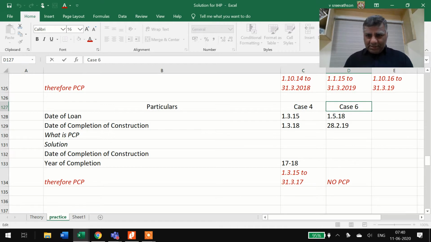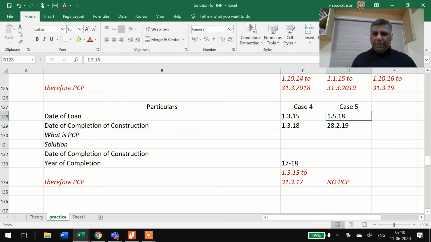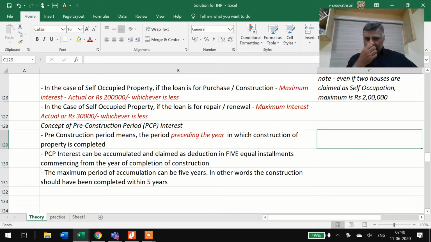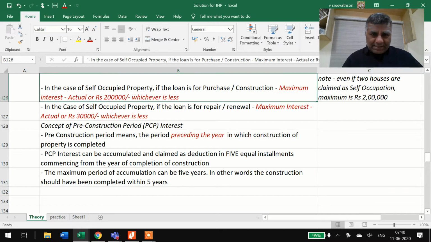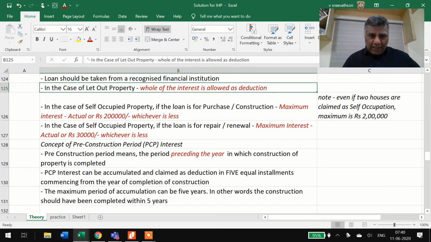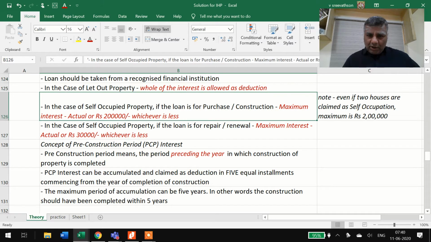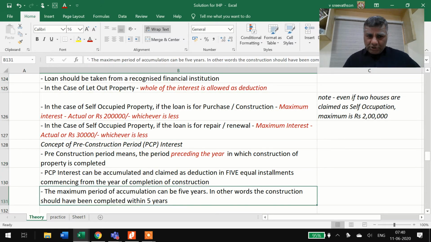So friends, the PCP period is the period preceding the year of completion, not the year of completion itself. PCP interest will be accumulated and claimed over 5 installments, or 5 years. Now in both the cases, the whole interest is allowed as deduction, the actual interest.